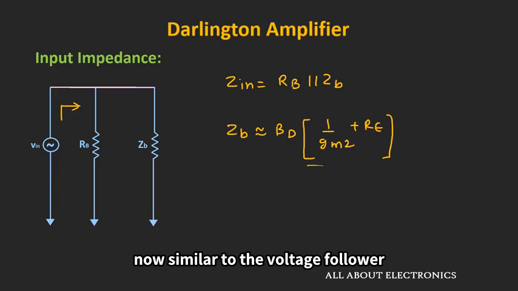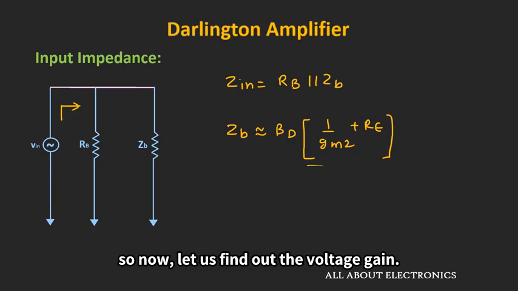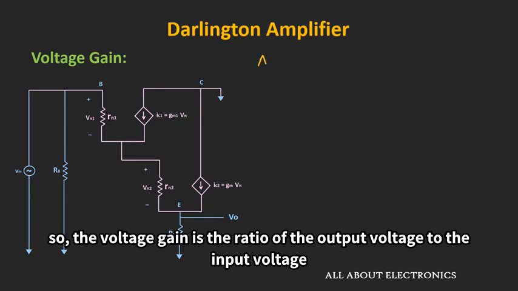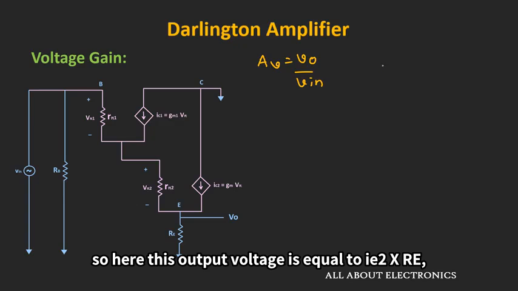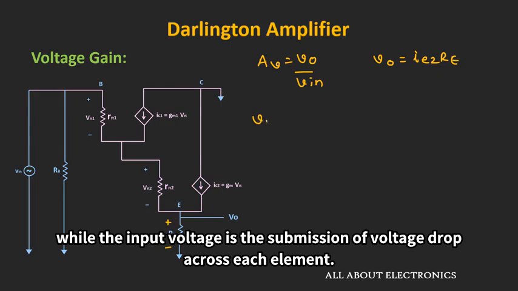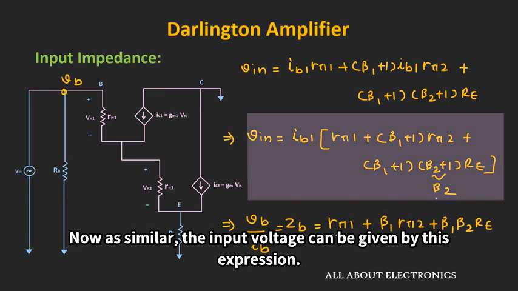Now similar to the voltage follower, the voltage gain of this amplifier is close to unity. So now let us find out the voltage gain. So the voltage gain is the ratio of the output voltage to the input voltage, right? So here this output voltage is equal to IE2 times RE, that is the voltage drop across this emitter resistor, while the input voltage is the summation of voltage drop across each element. And as we have seen earlier, the input voltage can be given by this expression.